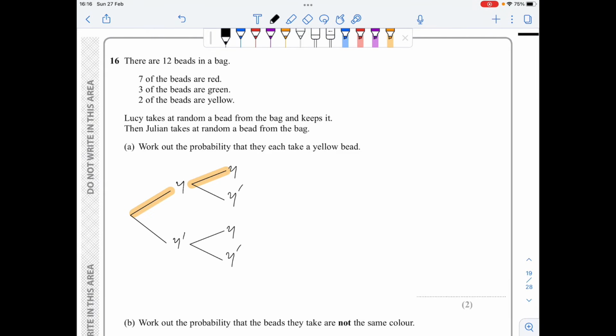Since there's no replacement, the numbers on these branches are 2 over 12 and 1 over 11. So the required probability is probability yellow and yellow equals 2 over 12 times 1 over 11, comes out to be 1 over 66.